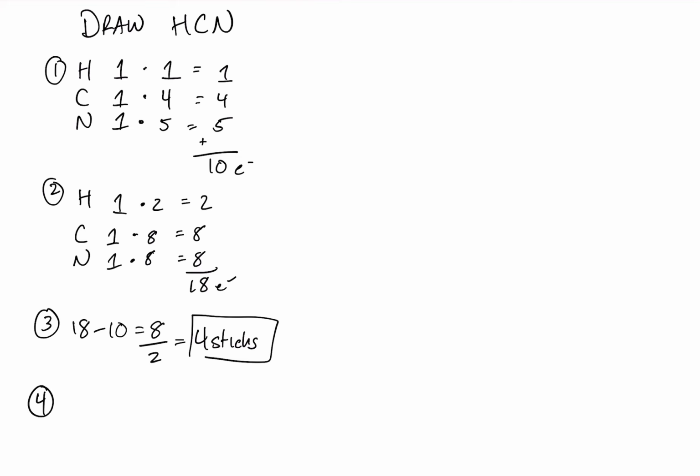Fourth step is to see how many electrons, if any, we have remaining. So we'll take what we had originally, 10 electrons, minus the 8 that we've used for sharing or bonding. That leaves us 2. And again, lone pairs come in pairs, so we divide by 2, and we will have 1 lone pair.